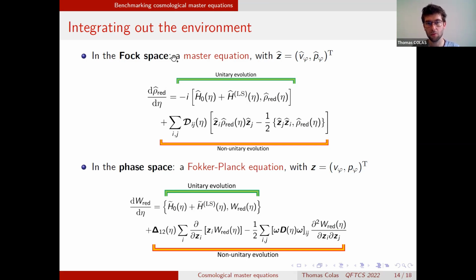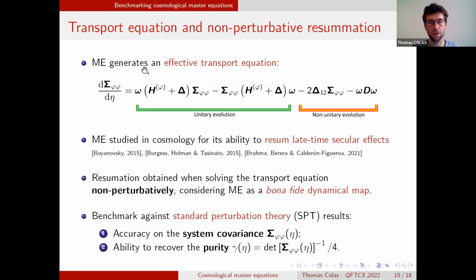So now that we have described our reduced problem thanks to a master equation, we can use it to derive, for instance, the so-called transport equations, which are the dynamical equations for the observables of the system. And the final question of this problem is, how do we solve it? In fact, the master equations have been studied in cosmology for their ability to resum late-time secular effects. And what we realize is that to perform this resummation, we need to solve this transport equation non-perturbatively, taking the master equation as a bona fide dynamical map. If you want, in spirit, it's the same thing as when you derive an effective field theory, you obtain an effective Lagrangian, and then your effective Lagrangian is the starting point of your new theory. Here, it's pretty much the same idea, but focusing on the dynamical equation of the quantum state of the system.